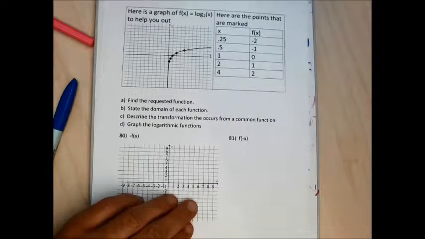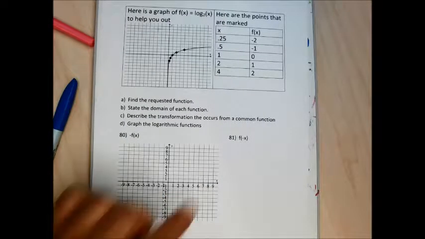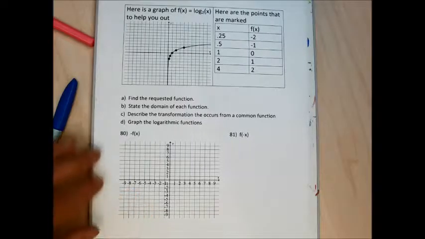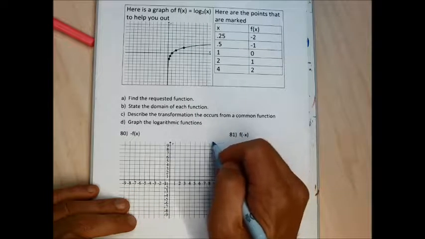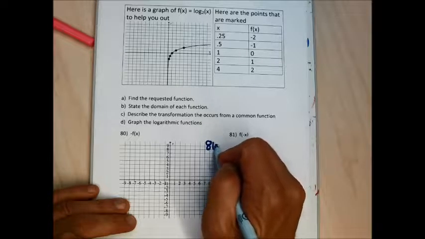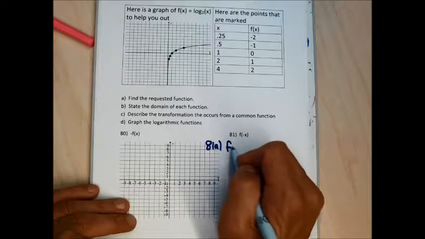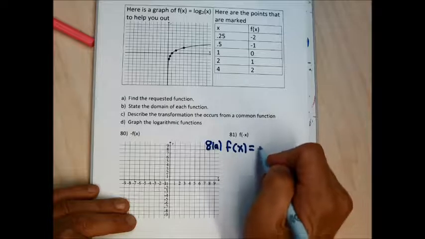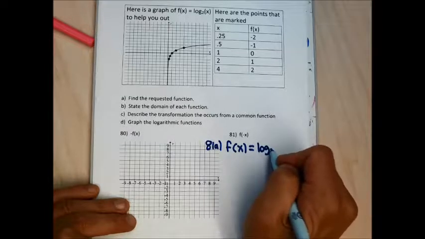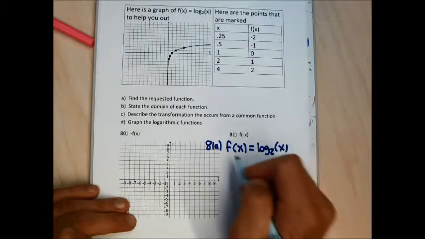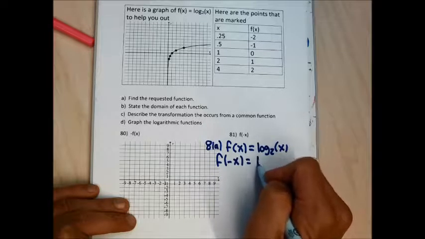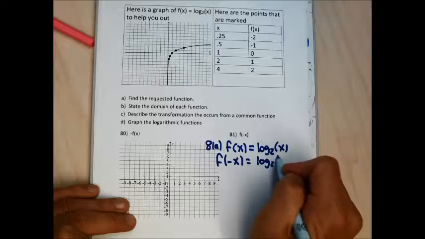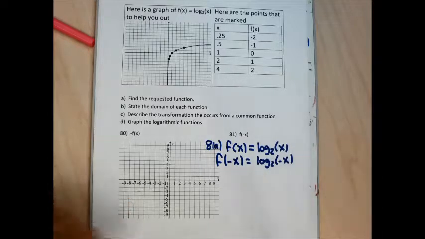Just a few more problems to do. Let me do 81 because it's a little bit tricky, and maybe I'll skip 80. So for 81, part A, the original function is f of x equals the log base 2 of x. I'm asked to find f of negative x. That negative x, because it's in the parentheses, is going to go in the parentheses with the x. That's done with part A.